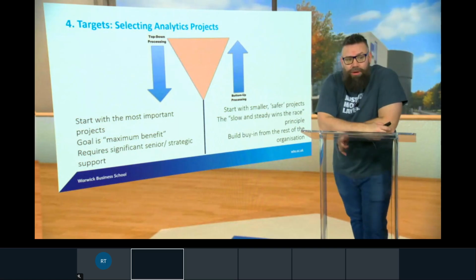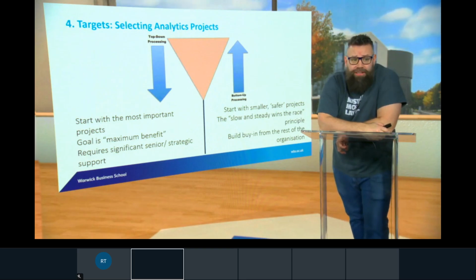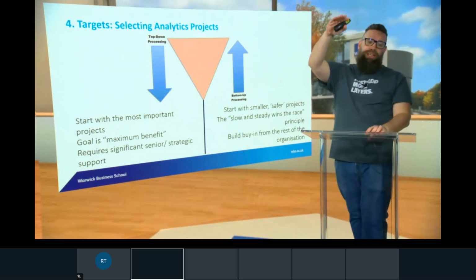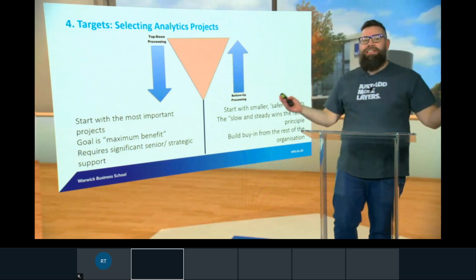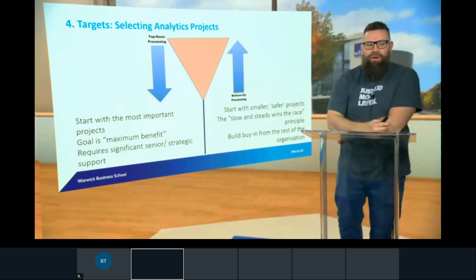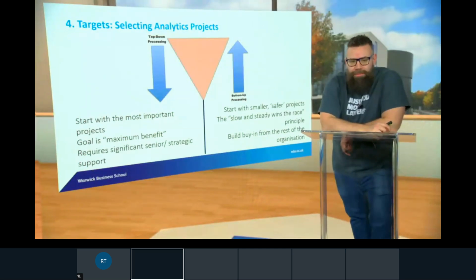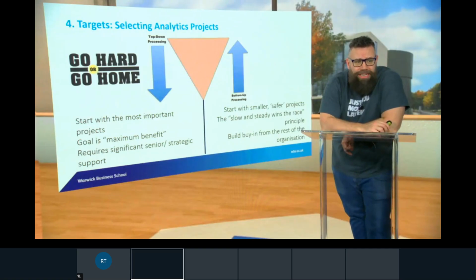The alternative is to go bottom up. You pick a larger set of small, safe, relatively easy projects. You take a slow and steady wins the race approach, and you build up a portfolio of success. Once you've got all of these successful analytics projects, you can basically go around the organization and say, look at all the great things that we can do. What can we do for your group? And build up buy-in. Or put another way, the top-down approach is a kind of go hard or go home approach. We're here to do big things, and we're going to go and do them right away.